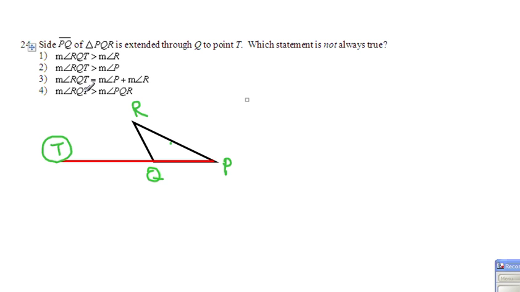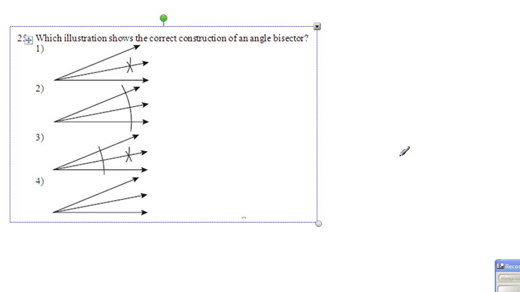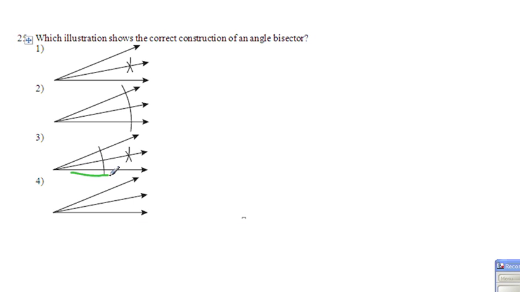But the fourth one, we have no idea. RQT, this angle, versus PQR, these two angles. In this picture, this seems to be bigger, but it doesn't have to be. The other one can also be bigger. So therefore, our answer is choice number 4. Angle bisector, it always has to have an arc in the beginning, right here. This one will be the correct answer.